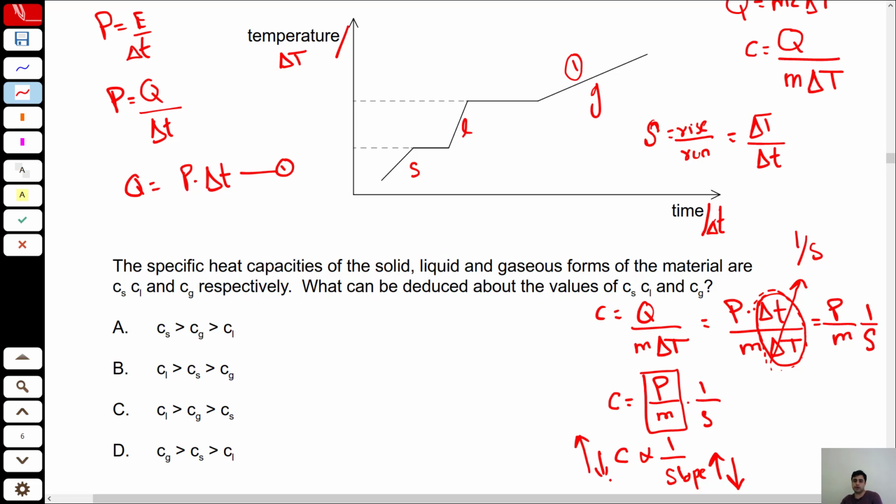Least steep means highest specific heat capacity because they are inversely proportional. After this one comes this one, which is the least steep, and this one is the steepest, so the highest slope. You can see here, the higher the slope, the smaller the specific heat capacity. So it's inversely proportional. So it's going to be gas, solid, then liquid.